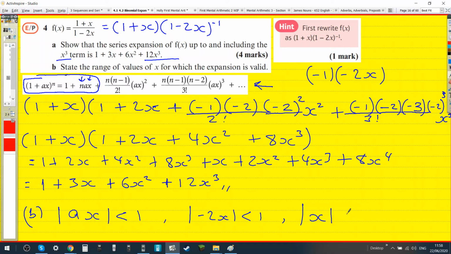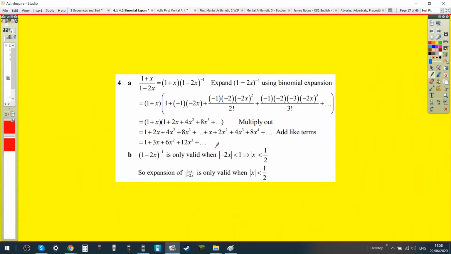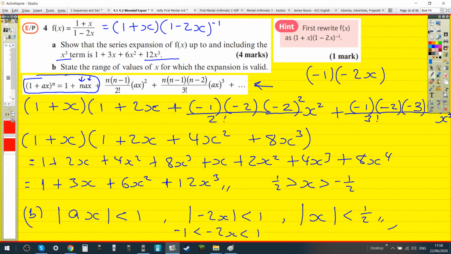So would it be the magnitude of x is smaller than minus a half? No such thing exists. If it is smaller than positive a half. Yeah, of course. If you write it out the long way, it'd be minus 1, minus 2x, positive 1. If you divide everything by minus 2, you would get a half, and minus a half. But that's the same as saying x is between a half and minus a half. That's it.